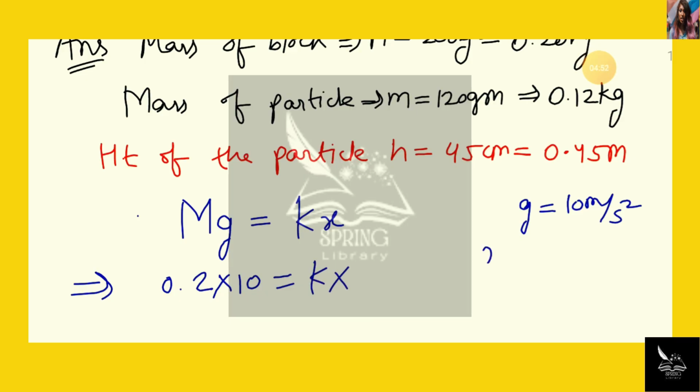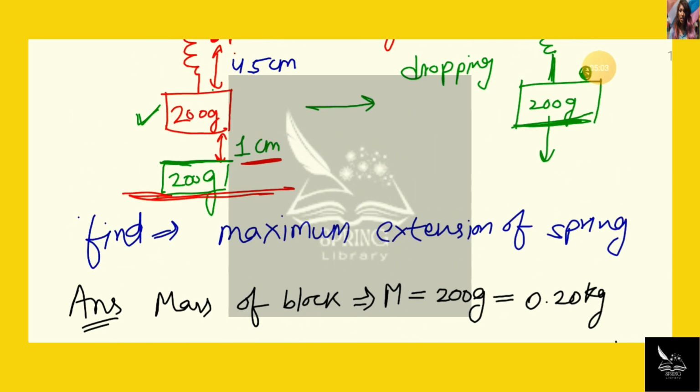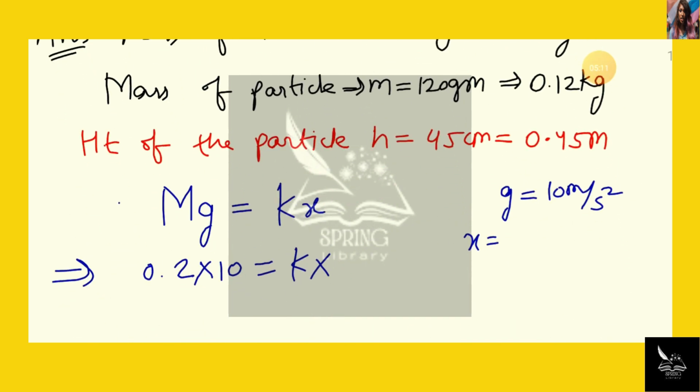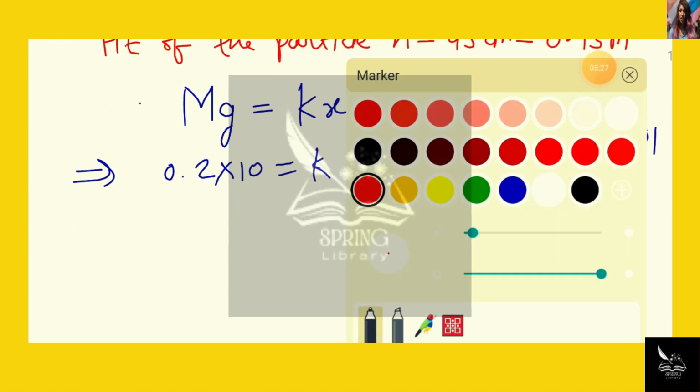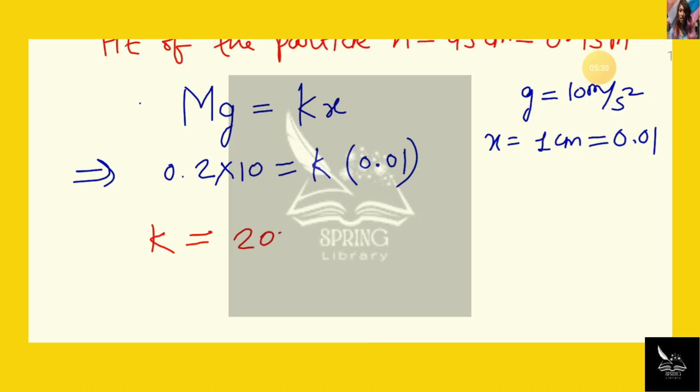Here x is how much the spring is stretched by going downward due to this block. The question says 1 centimeter, so x is equal to 1 centimeter, or 0.01 meter. Substituting the value of x, 0.01, and simplifying, I get the spring constant k equal to 200 newton per meter.